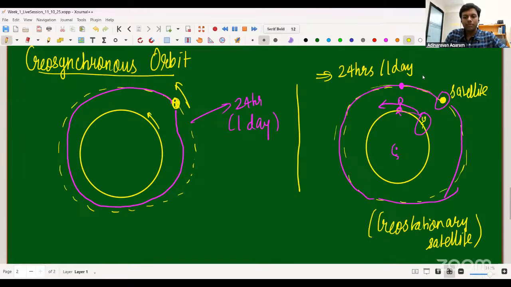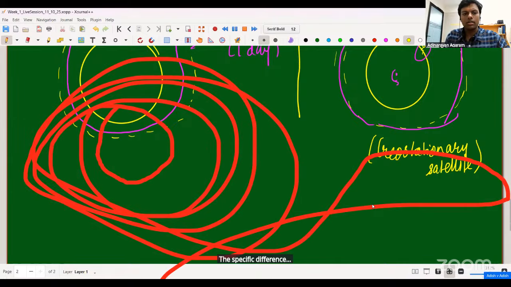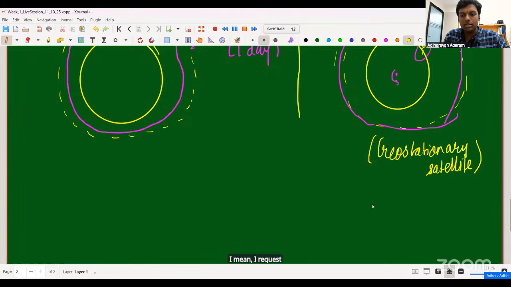Right. Now, the specific difference. I request you guys to not annotate on this, please.